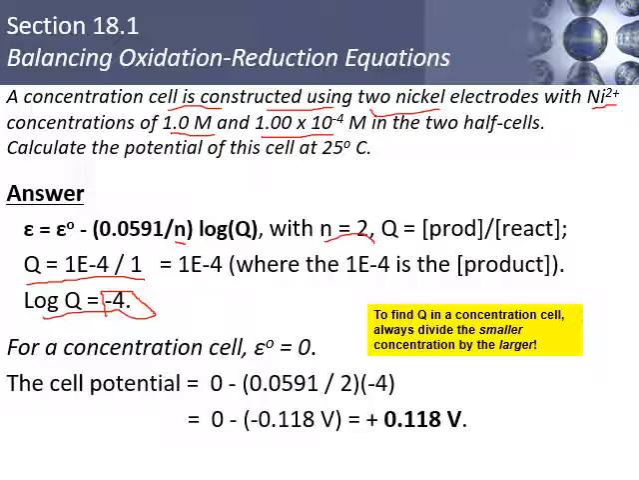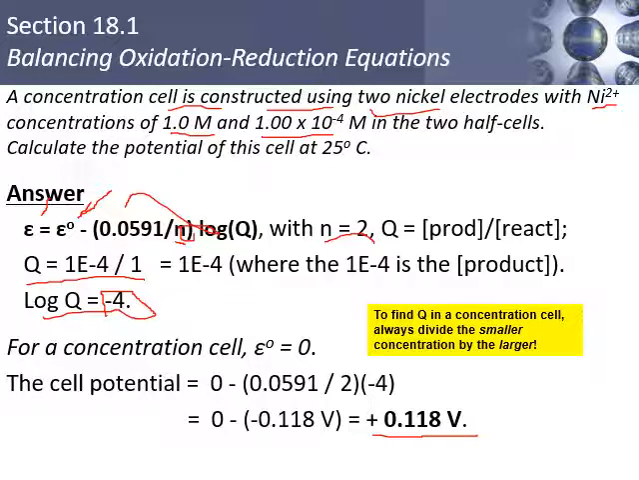So we can now go to the formula and remember here that E naught will be 0 because this is a concentration cell. So the voltage of this cell, which is what we're trying to get, will be 0 minus 0.0591 divided by 2 times minus 4. So we've got a minus times a minus, which is a plus. So we end up with, when we do the math, plus 0.118 volts. So that's only about 1/10 of a volt. So as I mentioned before, these voltages on concentration cells are not very large.